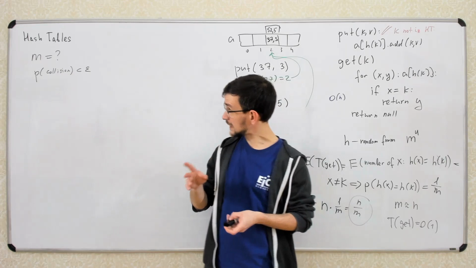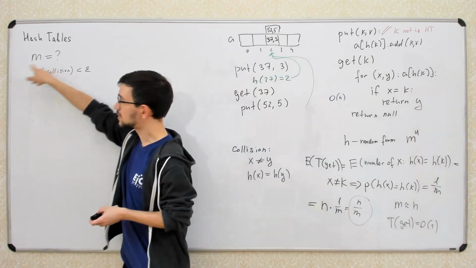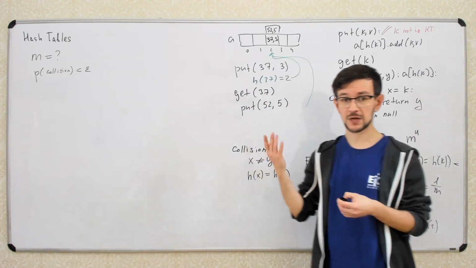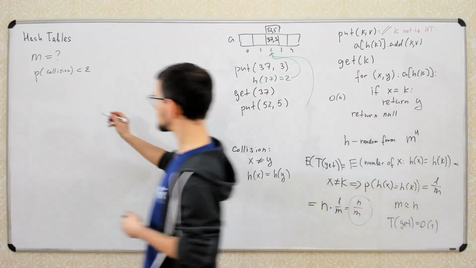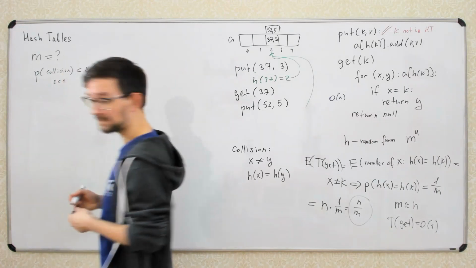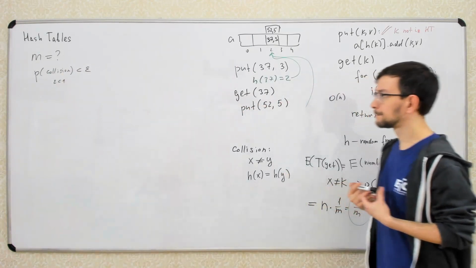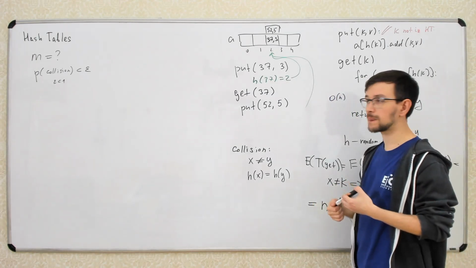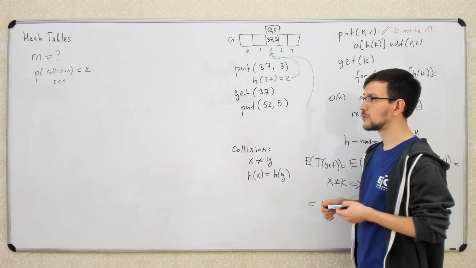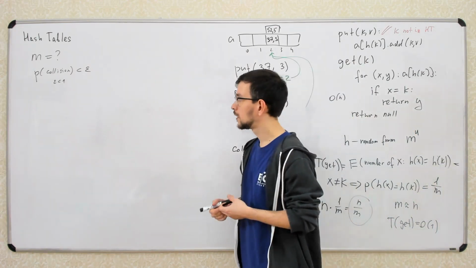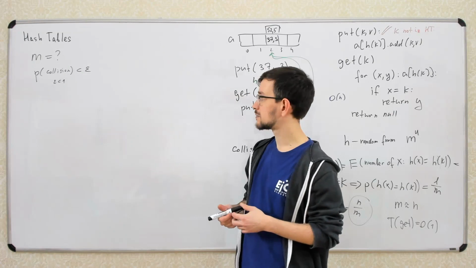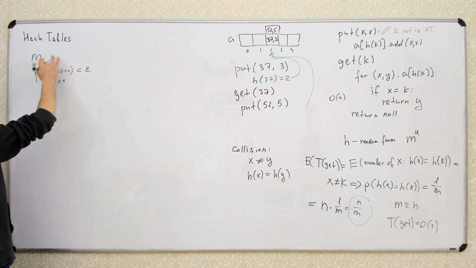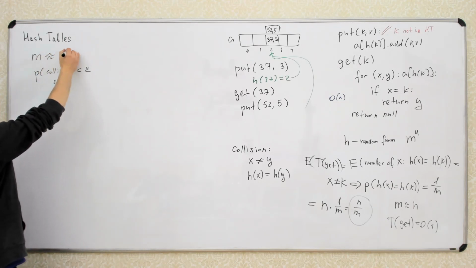But what should be the size of the array so that the probability of collision is less than some epsilon, for some epsilon less than 1? And if you think about it, the problem is that if you want the probability of collision to be small, you need to have an array of size about n squared. The answer is that the size of the array should be about n squared.